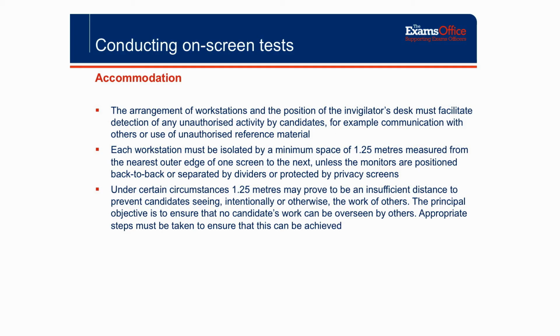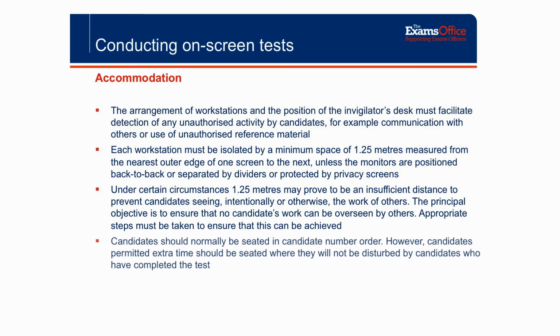Under certain circumstances, 1.25 metres may prove to be an insufficient distance to prevent candidates seeing, intentionally or otherwise, the work of others. The principal objective is to ensure that no candidate's work can be overseen by others. Appropriate steps must be taken to ensure that this can be achieved. Candidates should normally be seated in candidate number order.